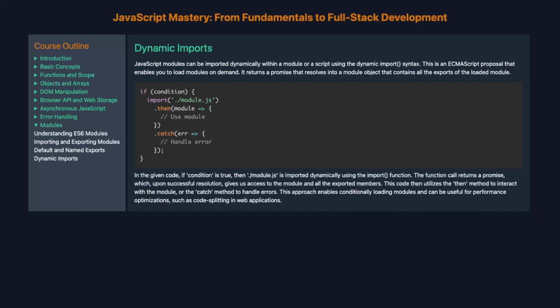In the given code, if the condition is true, then /module.js is imported dynamically using the import function. The function call returns a promise, which, upon successful resolution, gives us access to the module and all the exported members. This code then utilizes the then method to interact with the module, or the catch method to handle errors. This approach enables conditionally loading modules and can be useful for performance optimizations, such as code splitting in web applications.